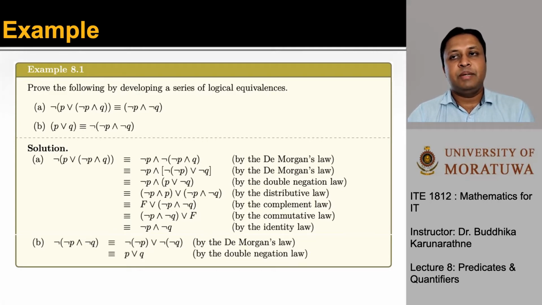At the first step, we apply De Morgan's law to simplify. And the second step, by applying double negation law. So by applying two of the laws, we arrive at the final answer, which is P disjunction Q. So that is an example. Those two are examples of applications of these laws to simplify propositional logic.